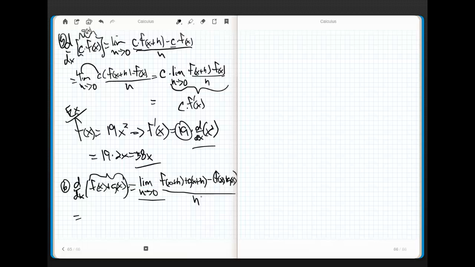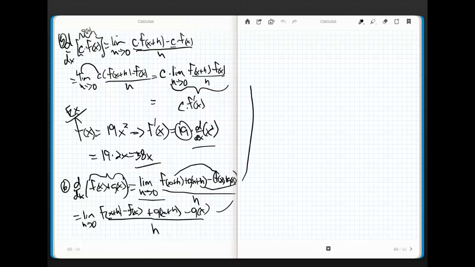So I can start playing games with all this, right? So I end up with the limit as h goes to 0. I'm going to collect these two guys, and I'll get f of x plus h minus f of x. Right? And then I'm going to collect these two guys plus g of x plus h. Now, really all I'm doing here is using a combination of commutative and associative properties to get rid of parentheses. And then the whole thing is over the common denominator h.